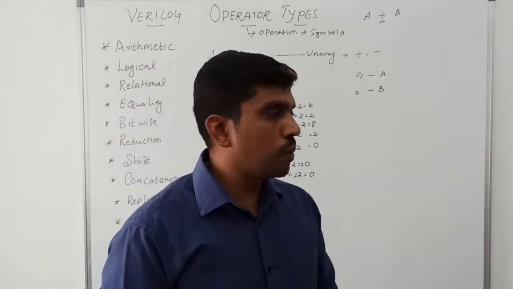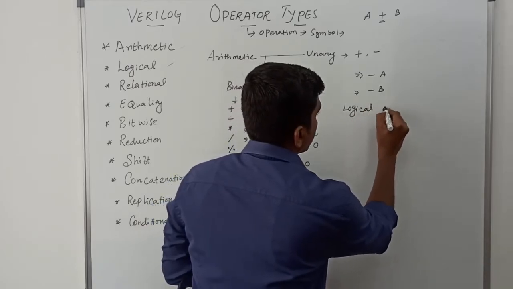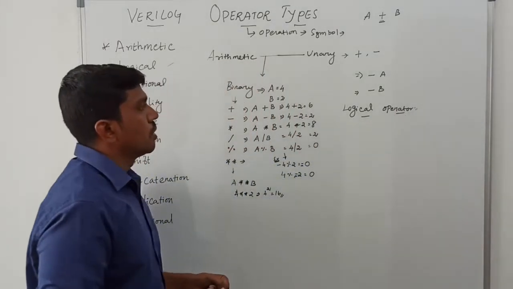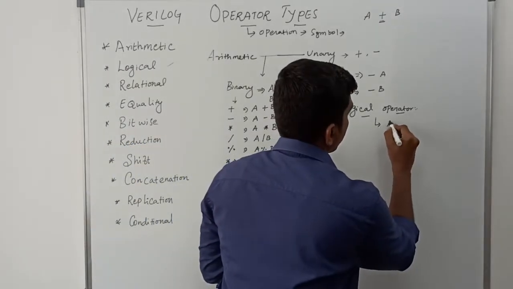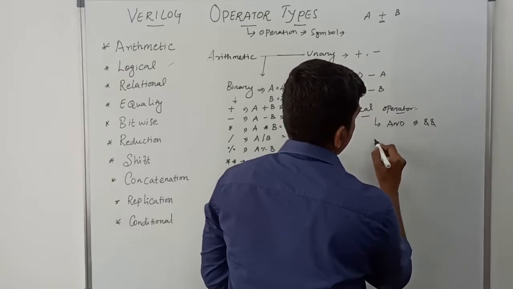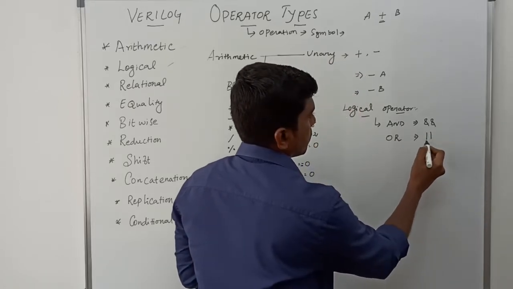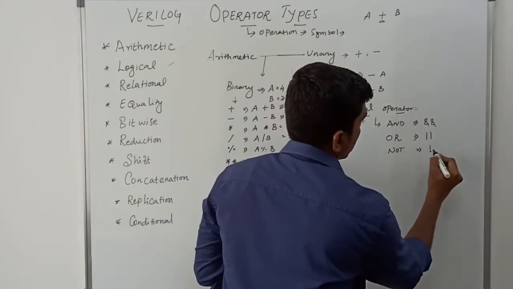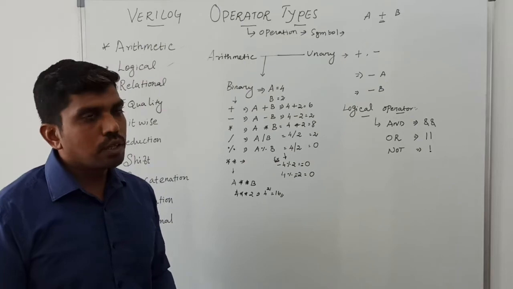Let me move on to the second one, the logical operator. In this logical operator, we have three functions. The first one is AND, and the symbol of AND is double ampersand. The second one is OR, and the OR operation symbol is double line. Then the NOT operation, and this is the NOT operation symbol. These three operations come under the logical operator.